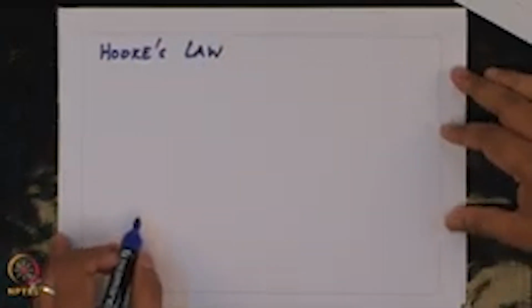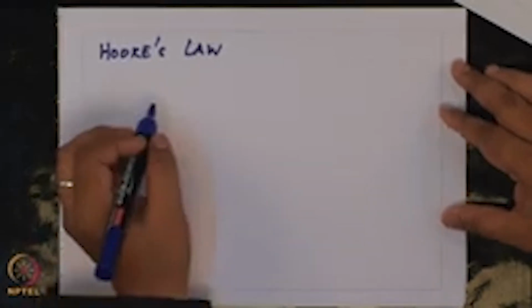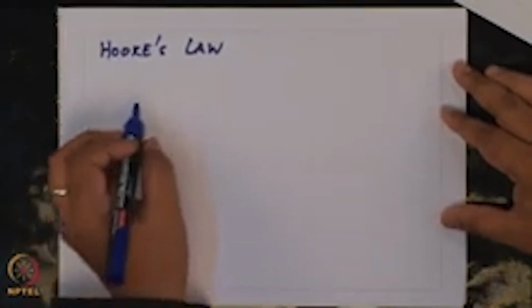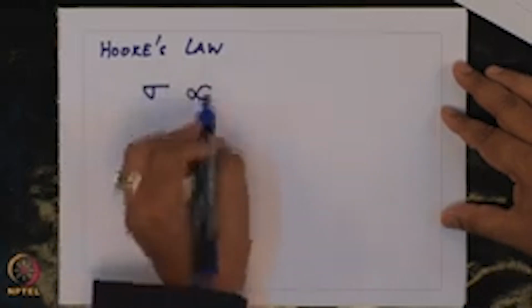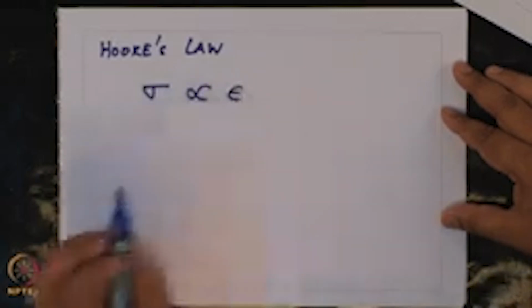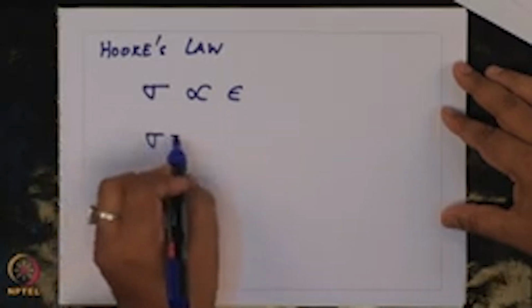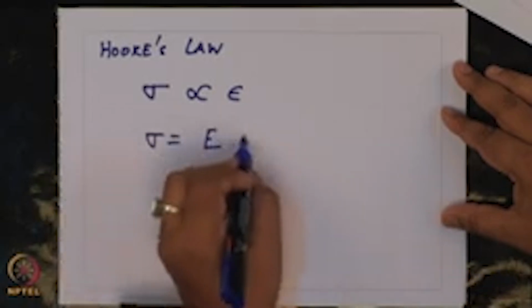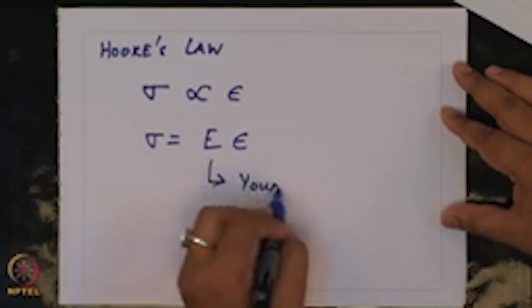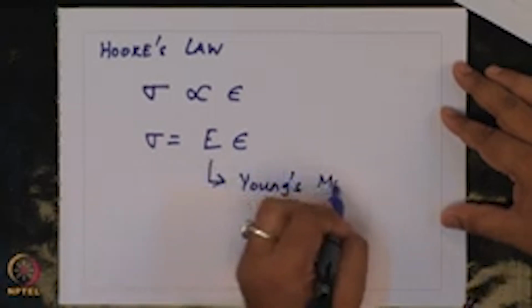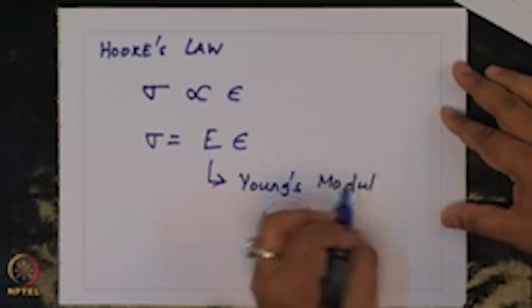And what does the law state? That when you stretch it, your stress is proportional to the strain. So, sigma is proportional to the strain epsilon, and you can write it with a proportionality constant which is given by E. This E is called the Young's modulus of elasticity.